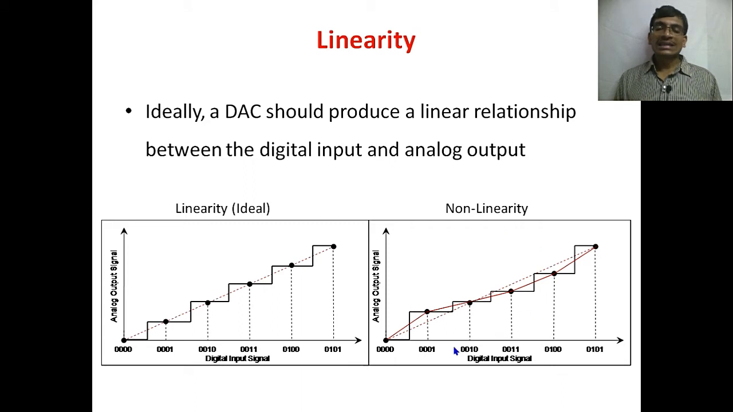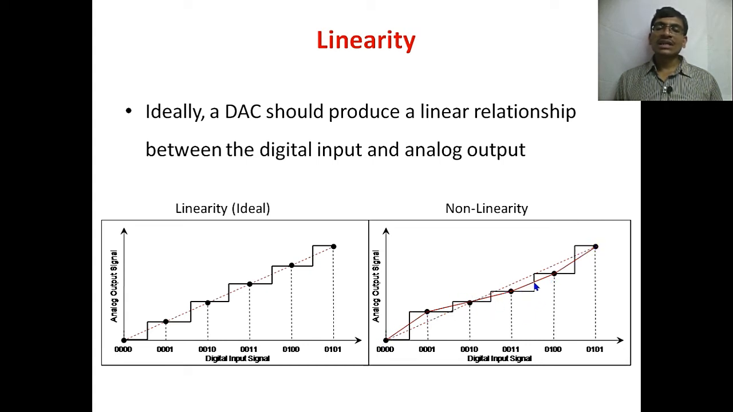But in a non-linear case, what happens? For the change in the LSB bits, the analog output step will be different for the different input changes. In both graphs, only one bit is varying each time. For that one LSB variation, the analog output increment must be the same. But here, if you observe, the analog step size is different here and here also, so we get different analog output voltages.